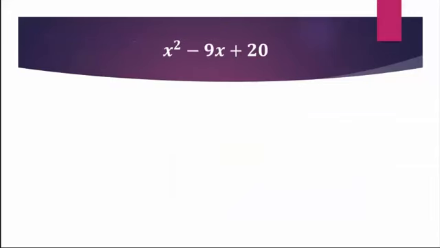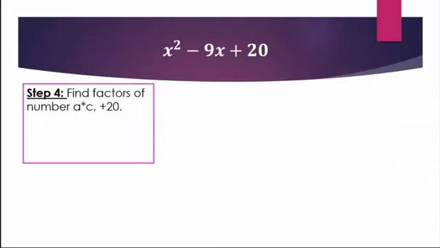All right, step 4, find the factors of a times c, which in our case was positive 20. Remember, factors are two numbers that when multiplied give you the number you're looking for. So what I'm going to do is find factors of 20, which I already know. 1 times 20, simple. Next one is 2 times 10. And the last one is 4 times 5.